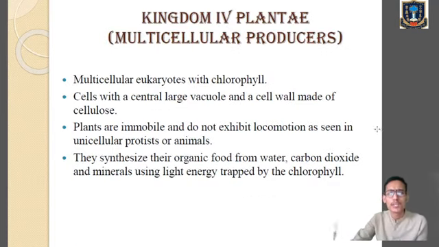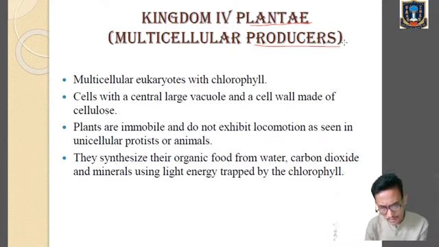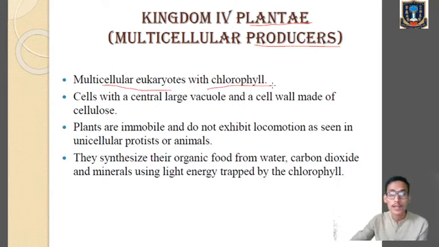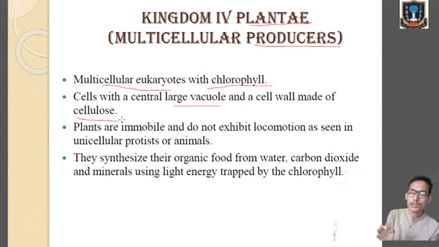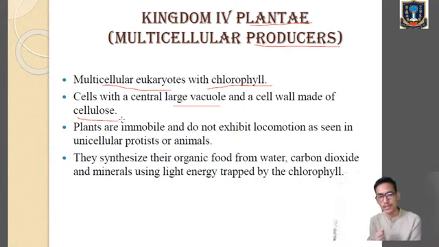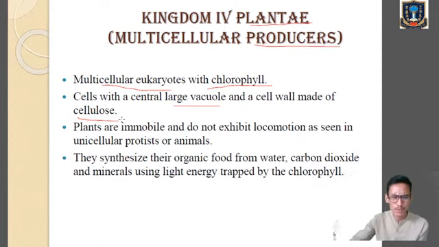Next one, kingdom Plantae, the multicellular producers, because they contain chlorophyll and they initiate the process of photosynthesis. Clear? So they are called the producers. They are multicellular eukaryotes with chlorophyll. You know what is chlorophyll? And usually the plant cell contains a large vacuole and the cell wall is made up of cellulose. Remember this thing, they contain a large vacuole and the cell wall is made up of cellulose.